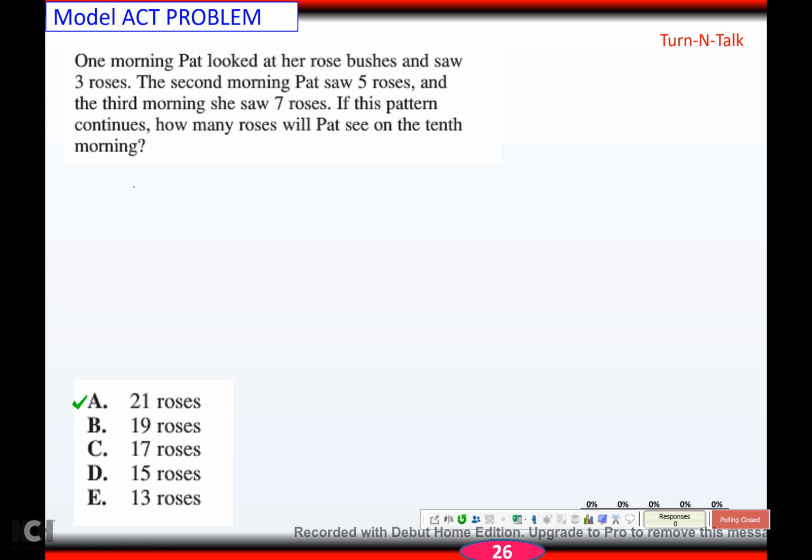One morning, Pat looked at her rose bushes and saw 3 roses. The second morning, Pat saw 5. The third morning, she saw 7. If this pattern continues, how many roses will Pat see on the 10th morning? Well, there's 1, 2, 3, 4, 5, 6, 7, 8, 9, 10.